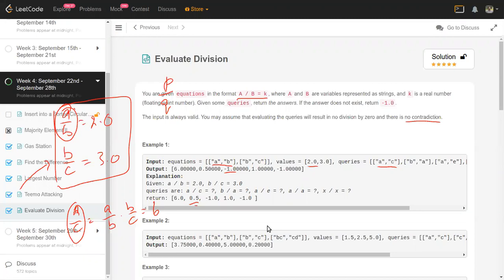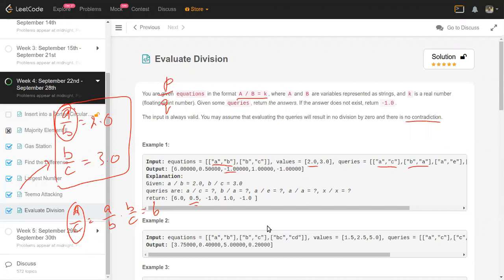But you don't have to worry about finding that. Probably we won't be able to find A, B, C because, at least in this example, there are only 2 equations and 3 variables. So we won't be able to solve that all the time. So don't bother about that. All we need to do is find these values for the queries, which are again fractions, right?